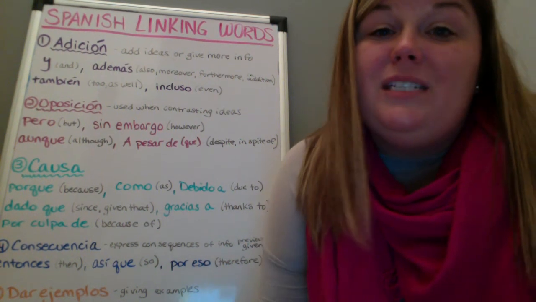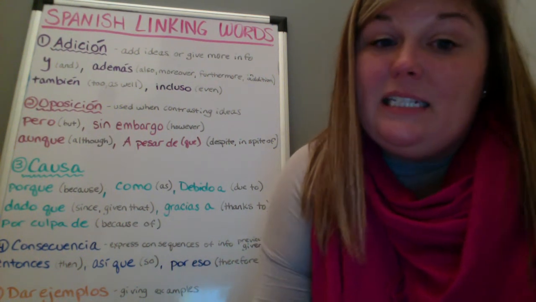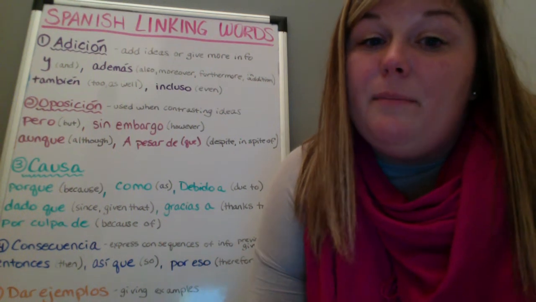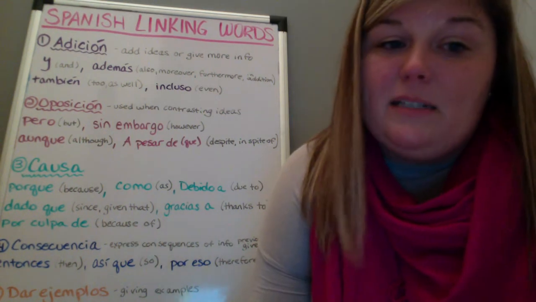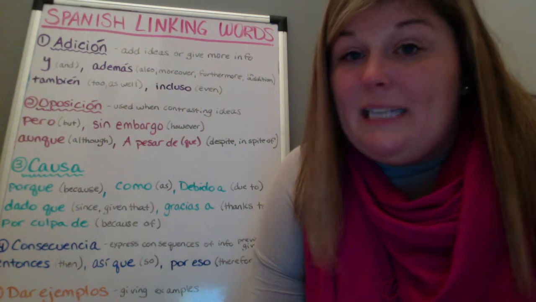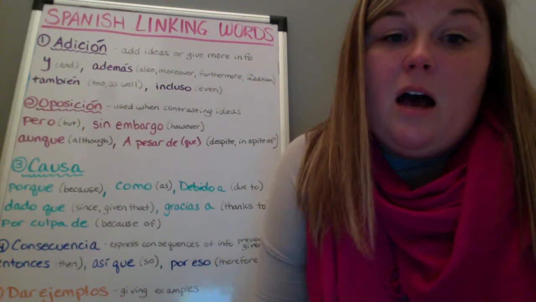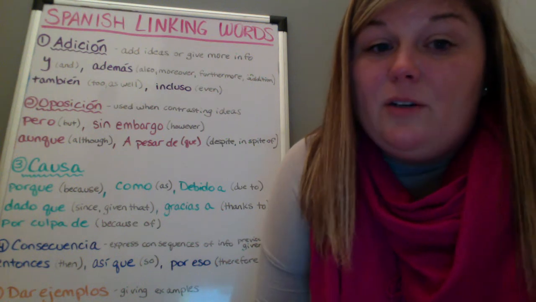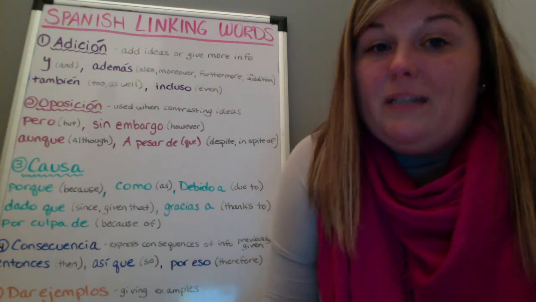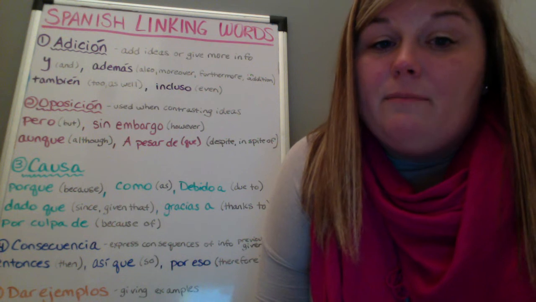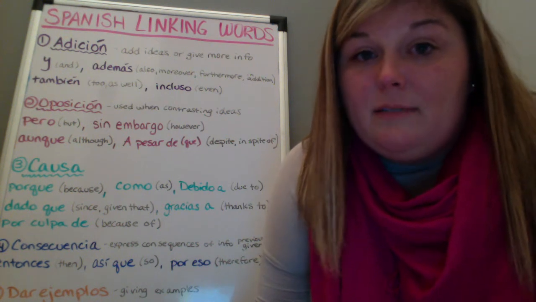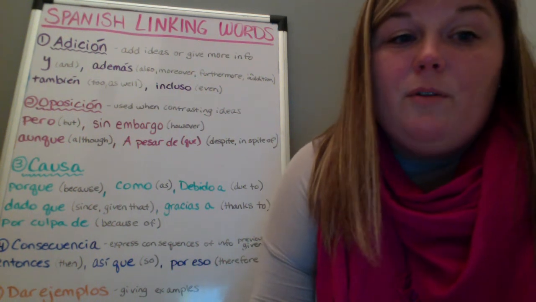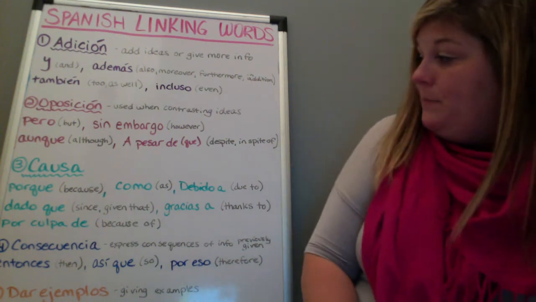Now, como is usually used at the beginning of a sentence with a comma between the first and the second statement. So, an example of this, you could say, como estaba lloviendo, traje un paraguas. So, as it was, or because it was raining, I brought an umbrella. See? So, como means as, typically.